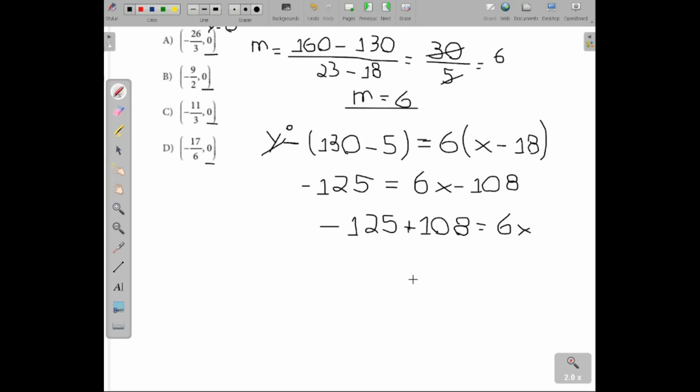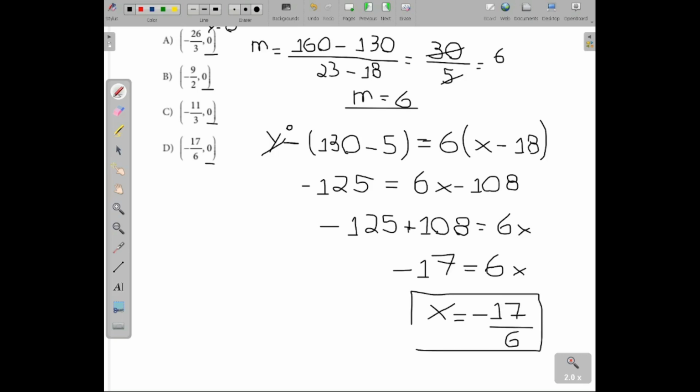Now here we have negative 17 is equal to 6x. Finally, x is equal to, since this 6 is multiplying x, it will divide this minus 17. So minus 17 divided by 6. And this is the value of x, which is answer D.